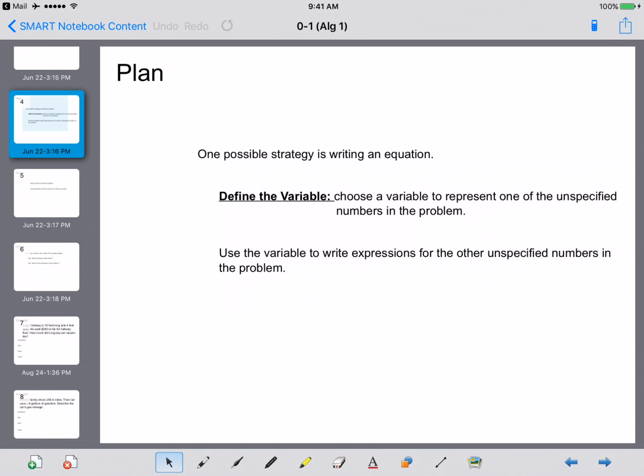And if this is kind of hard for you to understand, we're going to really go through it once we start solving problems. But when you hear define a variable, you want to pick a variable to represent something that you don't know what it is. And then you want to use that variable to write an expression for the other unspecified numbers in the problem.